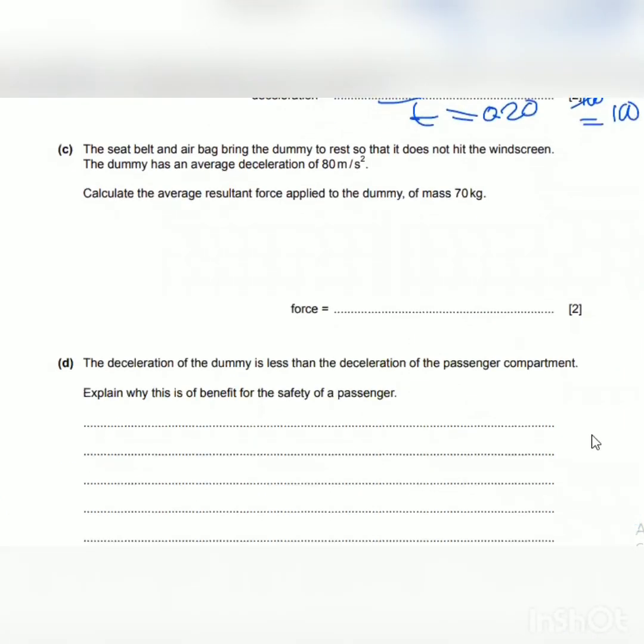Next, the seat belt and the airbag bring the dummy to rest so that it does not hit the windscreen. The dummy has an average deceleration of 80. So he's not taking 100 meter per second square. He's taking the average deceleration of the dummy, of the passenger, of the dummy as 80. Then he says calculate the average force applied to it. Can you tell me how to do this?